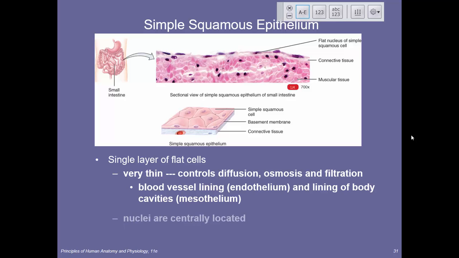Good question. Nuclei are centrally located. So you can't see them here, but the nuclei are centrally located. This is one, but the cell is actually this big. So they're here, here, here.